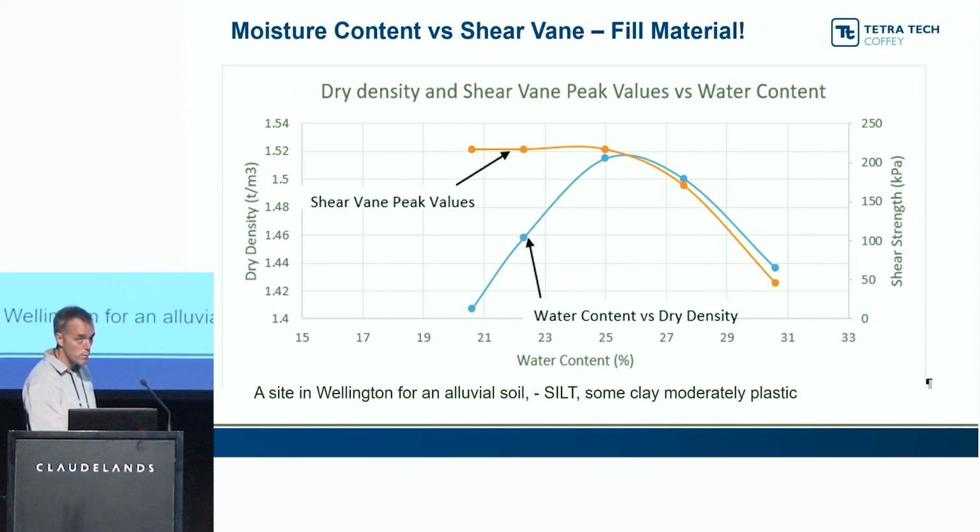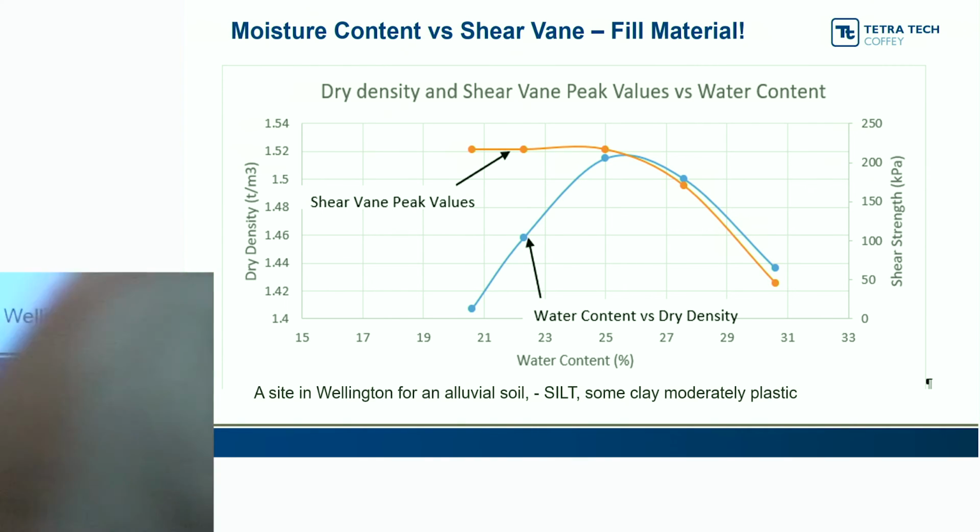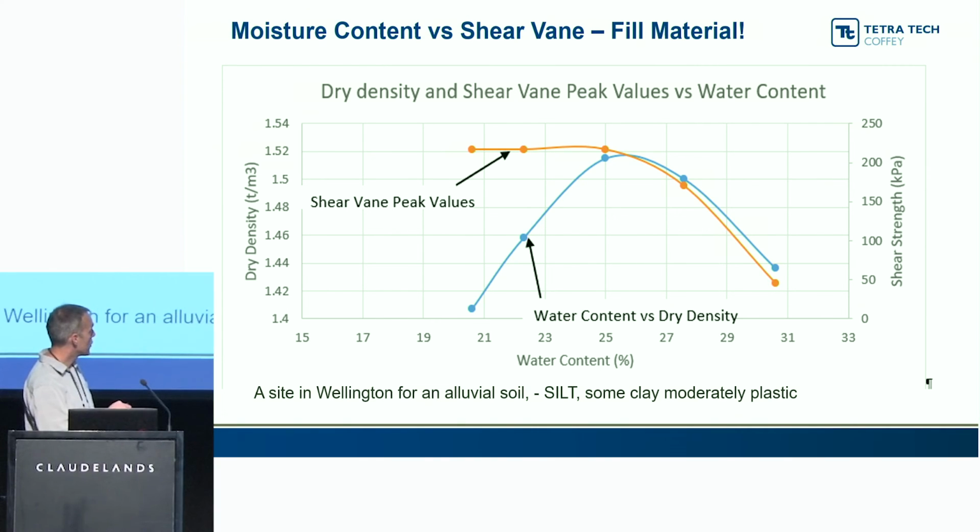And we compacted at different moisture contents, each of the dots, using the same methodology, and you get a dry density. And from this, we can work out a 95% compaction, which is what we use when placing fill. The orange line is interesting, in that you get really good shear strengths out here on the dry end.